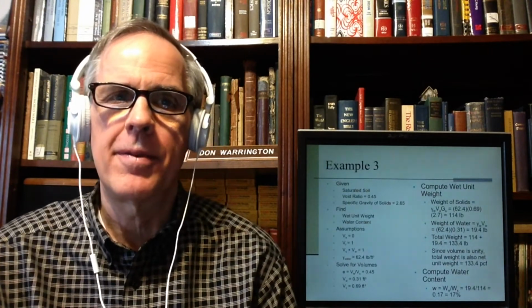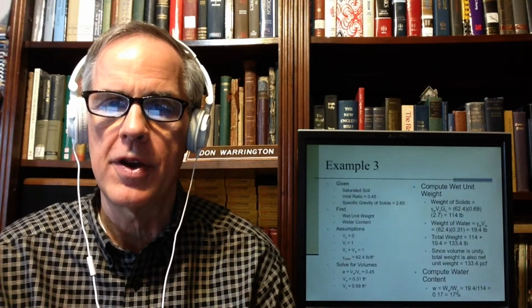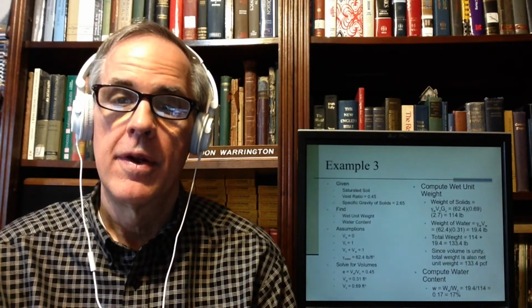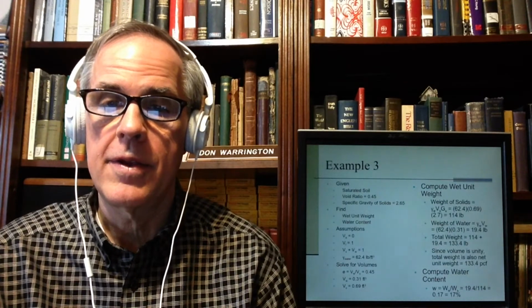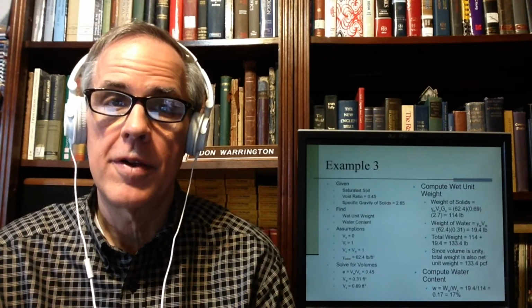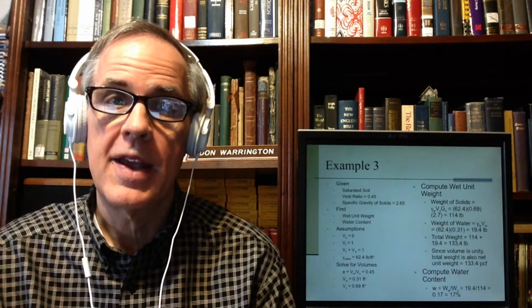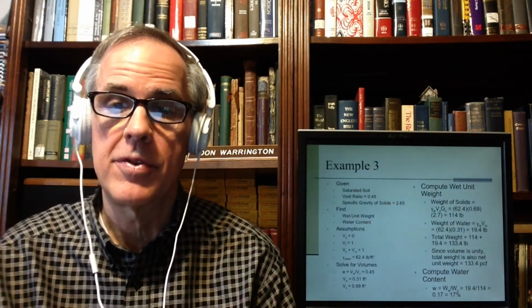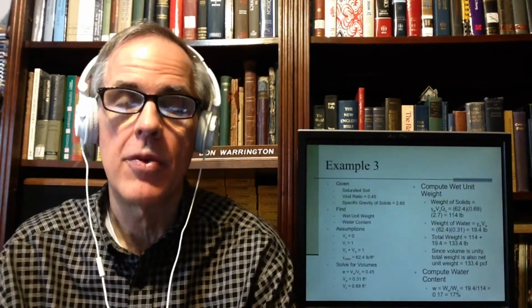Example 3 kind of kicks us into a new dimension, so to speak. We have a saturated soil. Void ratio is 0.45, and the specific gravity of solids is 2.65. I haven't given you any volumes. I haven't given you any weights. I haven't given you anything. Just three dimensionless figures. S is equal to 100%. Find the wet unit weight and the water content.